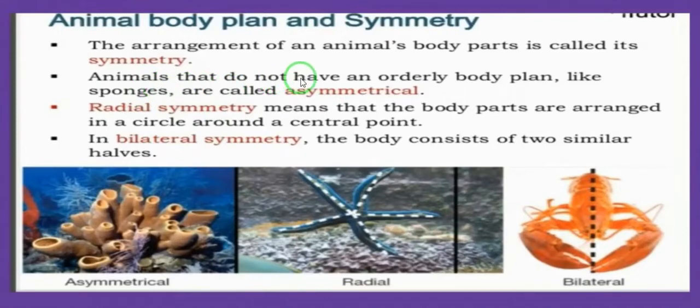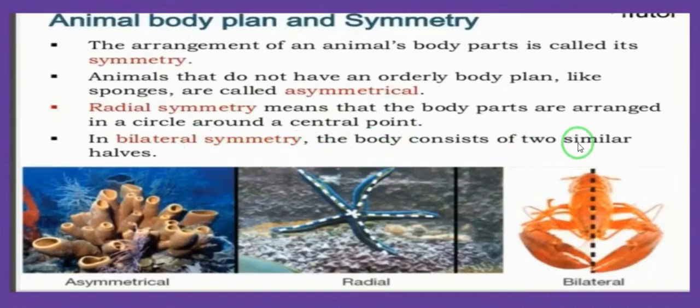Asymmetry means animals that do not have an orderly body plan. Example, sponges. By seeing the picture itself, we can identify that sponges do not have an orderly body plan. This is known as asymmetry. The second one is radial symmetry. The body parts are arranged in a circle around a central axis or central point. For example, starfish. Then the third one is bilateral symmetry.